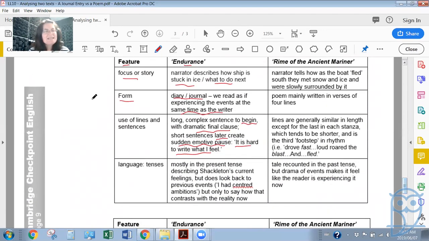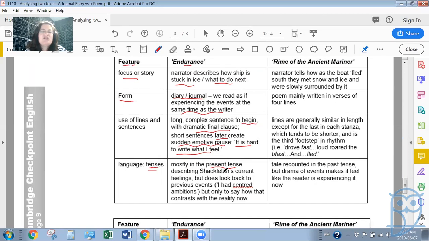So that is how lines and sentences have been used as a feature in the journal article. They've been used to evoke emotion and to inform. And then what about tenses? What tense is it written in, and why is that even relevant? Well, it is mostly in the present tense, and you'll find that in journal entries, it's very much how you feel at the moment when you're writing the diary. Even if you're writing about events that have happened to you in the day, you're writing now, you're reflecting on those events now, and that's why it's generally written in the present tense.